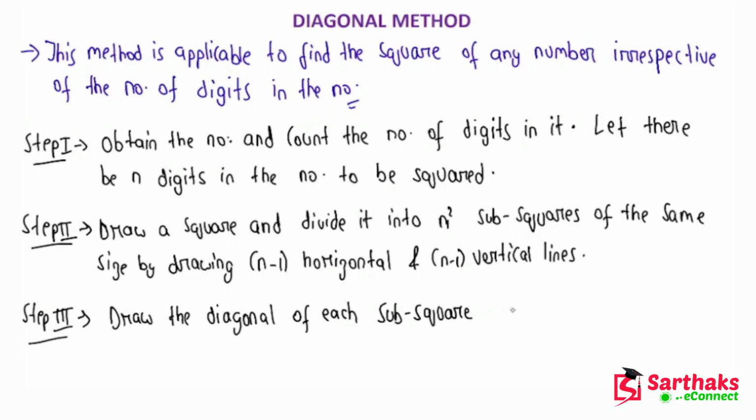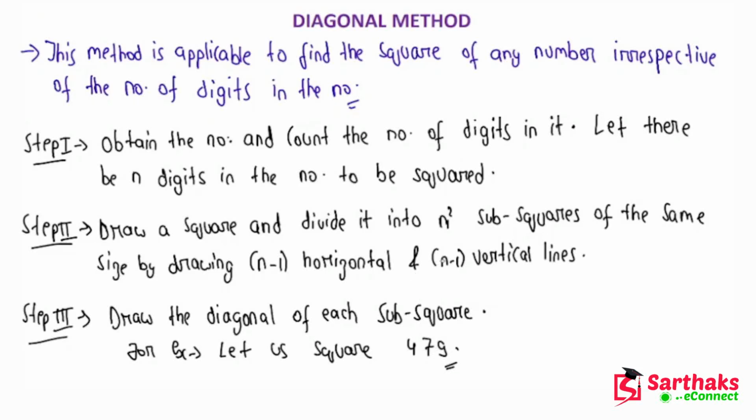Draw the diagonal of each subsquare, full stop. Okay, let us take for example, let the number 2 be squared. Let us take 479. For the sake of explaining this method, let us take a 3-digit number.